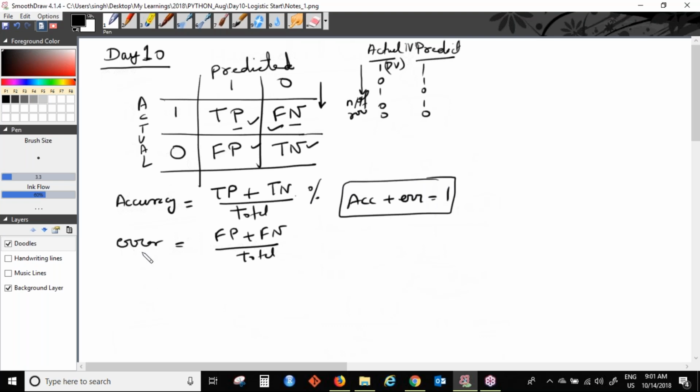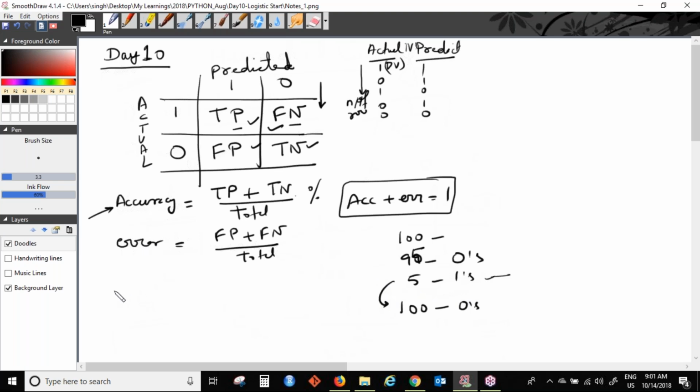Then later we saw why accuracy should not always be used to evaluate a model's performance, because we saw one example. Let's say you have 100 total observations and 95 are zeros and 5 of them are ones. Even if you predict that all 100 are zeros, you will still have an accuracy of 95%, but this model will be useless because it is not able to identify anyone. So depending on the scenario, we either use the accuracy or we don't use the accuracy.